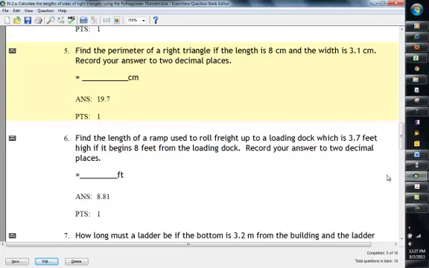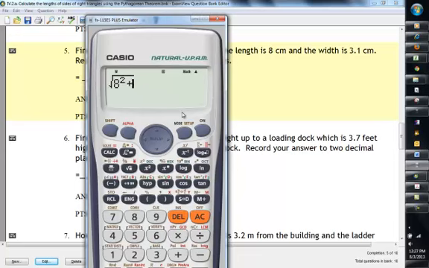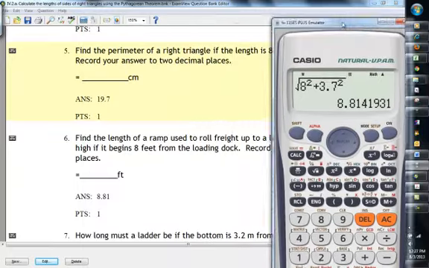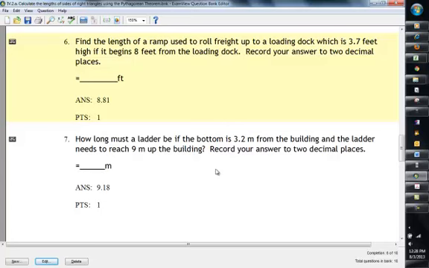Find the length of a ramp used to roll freight up a loading dock, which is 3.7 feet high and begins 8 feet from the loading dock. So we've got a ramp that's going to slant up like this, and it's 3.7 feet high and 8 feet long. So we're looking for the hypotenuse. Square root of 8 squared plus 3.7 squared, and we get 8.81 feet.